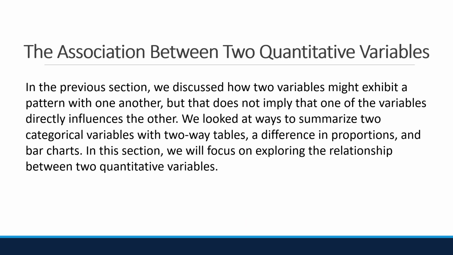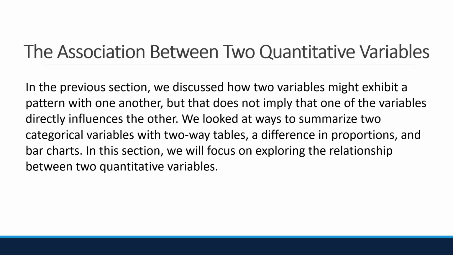In the previous section, we discussed how two variables might exhibit a pattern with one another, but that does not imply that one variable directly influences the other. We looked at ways to summarize two categorical variables with two-way tables, a difference in proportion, and bar charts. In this section, we will focus on exploring the relationship between two quantitative variables.